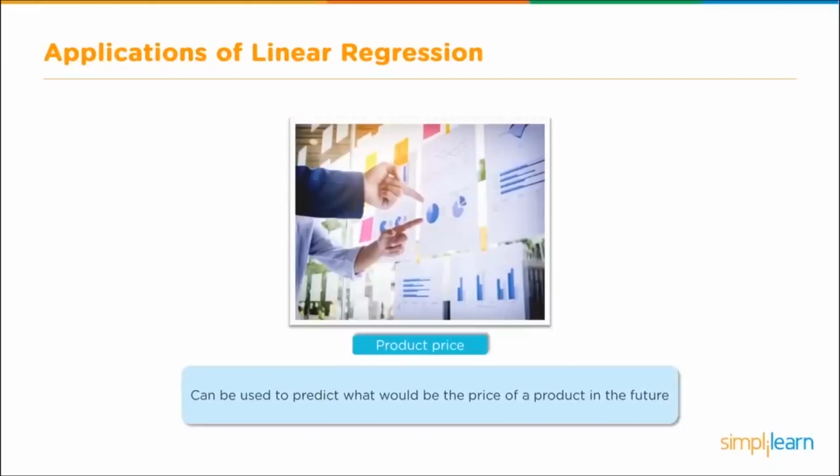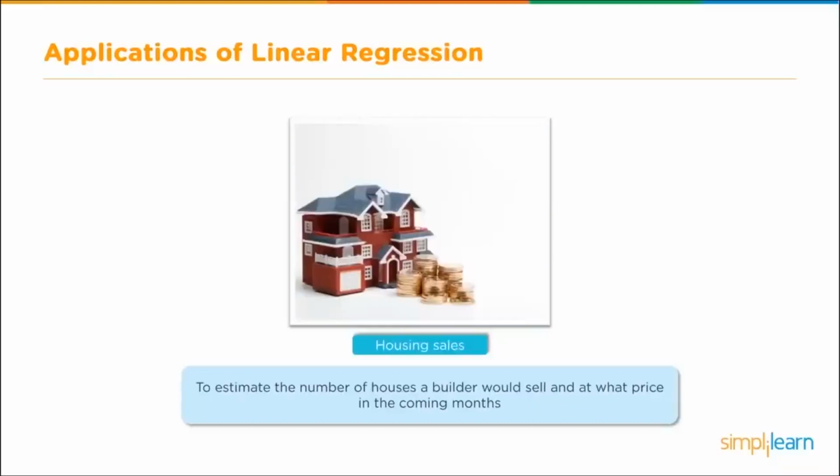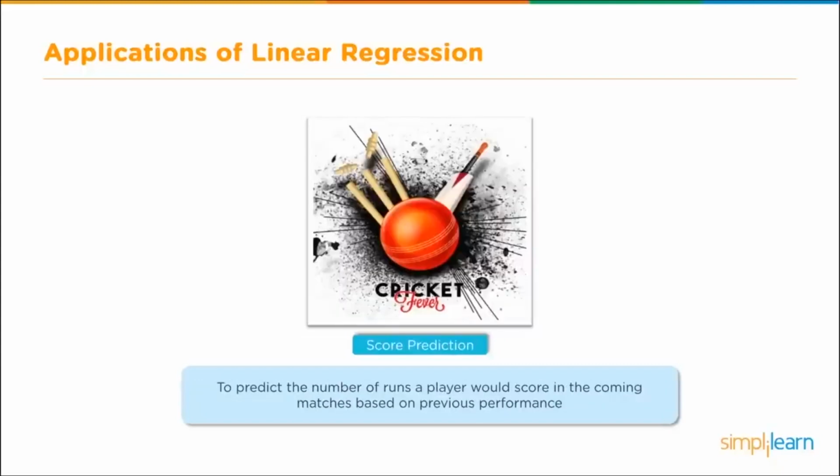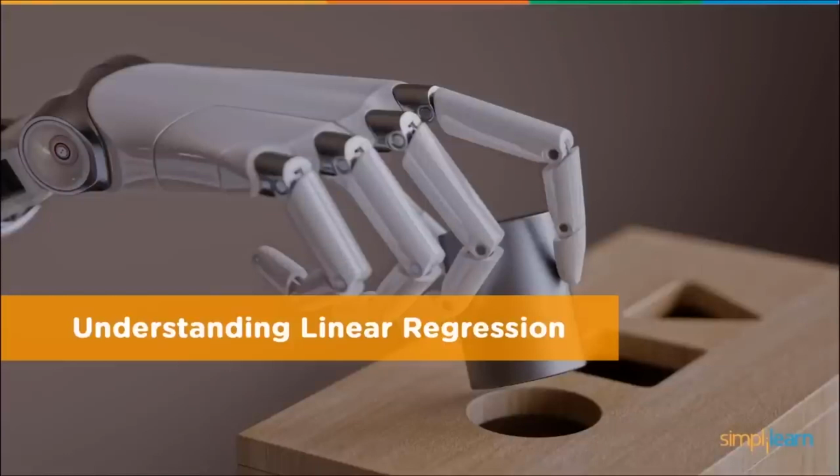We can guess whether it's going to go up or down, or should I buy today. Housing sales, to estimate the number of houses a builder would sell and at what price in the coming months. Score predictions, cricket fever, to predict the number of runs a player would score in the coming matches based on the previous performance. I'm sure you can figure out other applications you could use linear regression for. So let's jump in and understand linear regression and dig into the theory.